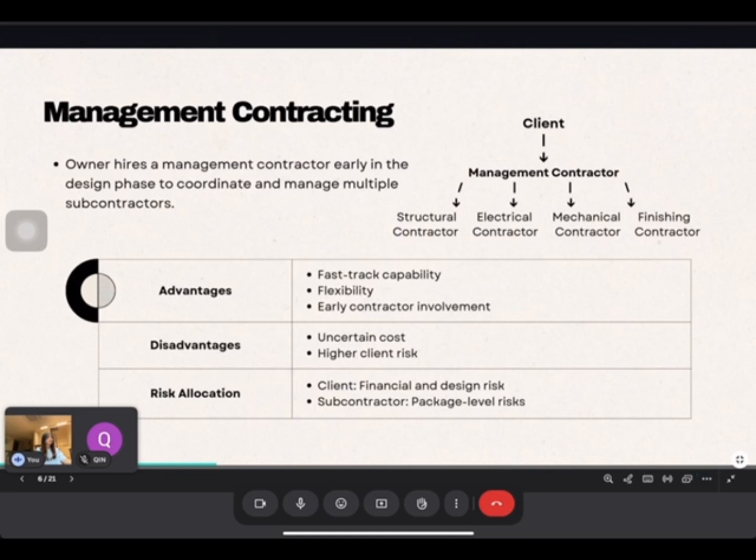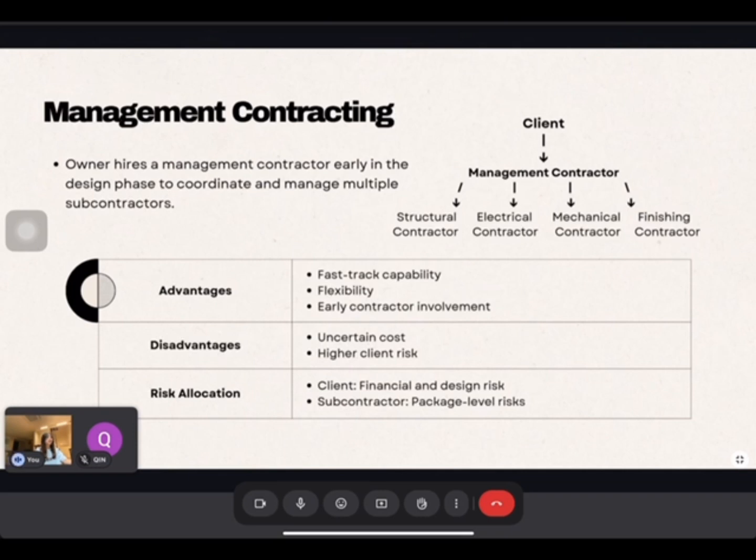In the management contracting, the client appoints a management contractor early during the design to coordinate multiple trade contractors such as structural, electrical, mechanical, and finishing contractor. The management contractor does not perform physical construction but manages the process. In this approach, the advantages include the very fast trade delivery, high flexibility, and early contractor involvement.